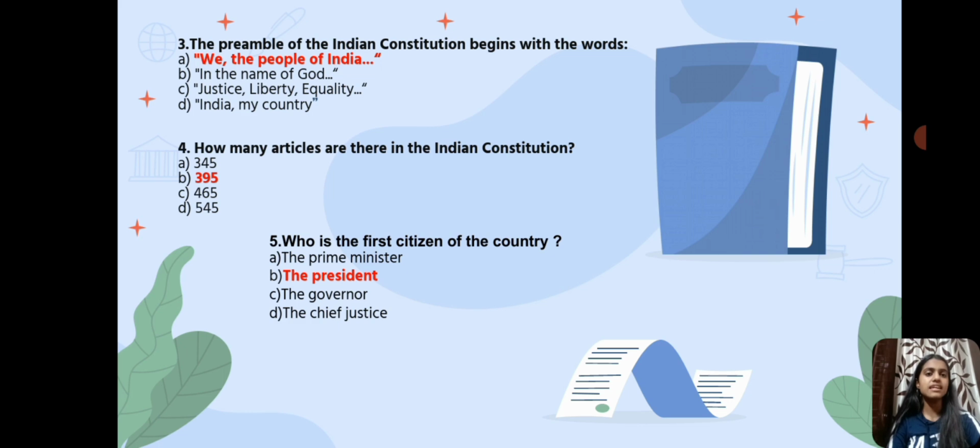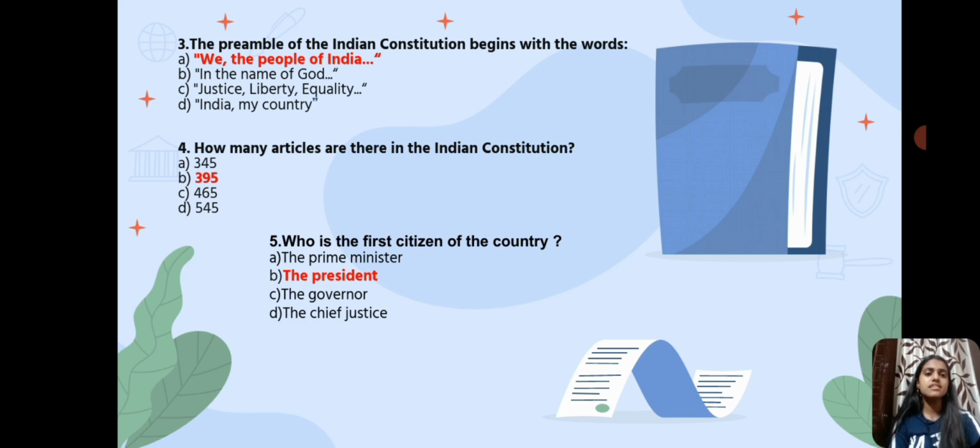How many articles are there in the Indian Constitution? A. 345, B. 395, C. 465, D. 545. Let's not let these numbers confuse us. The right answer is 395.